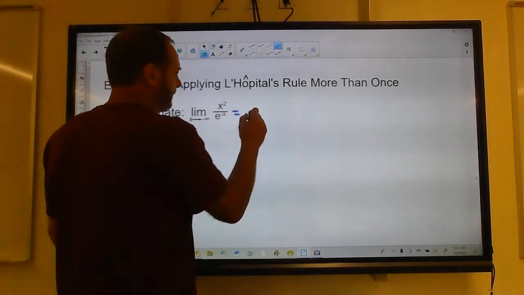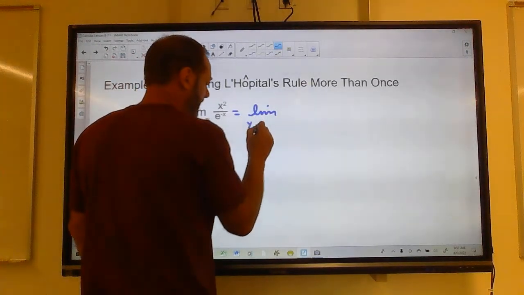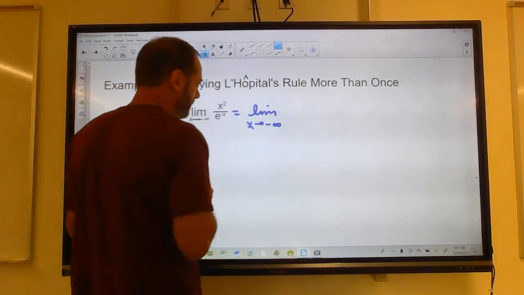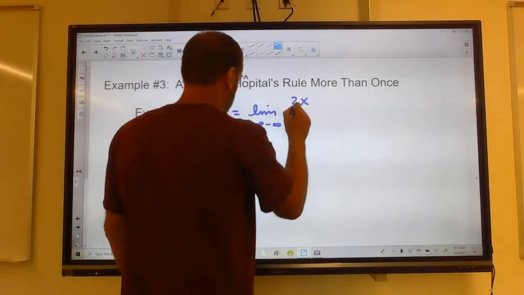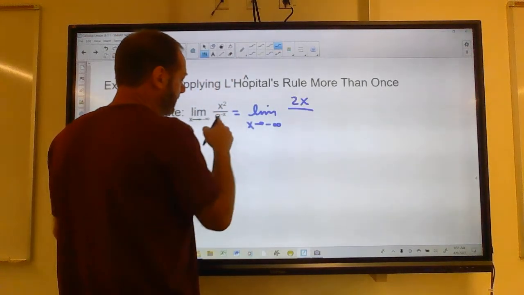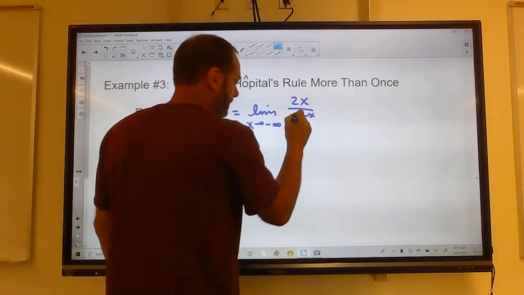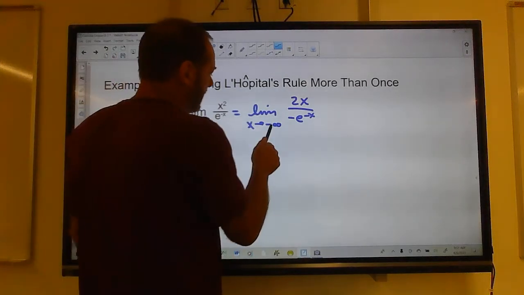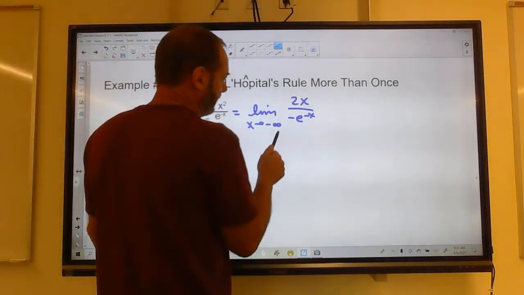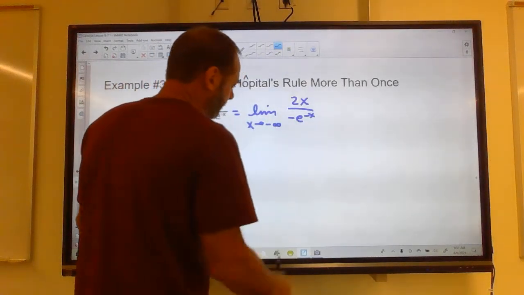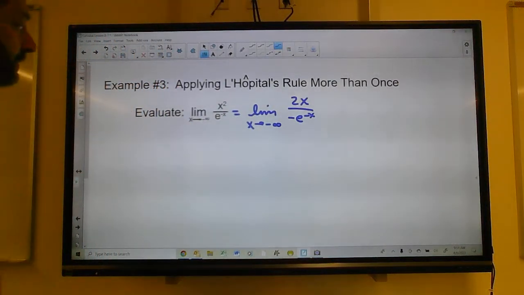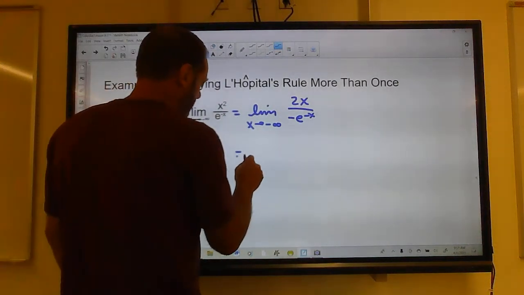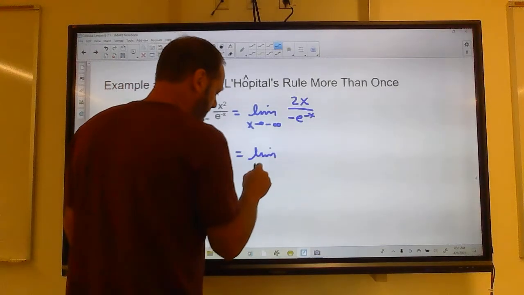So if I take the derivative, this is going to equal the limit as x goes to negative infinity of 2x over e to the negative x times negative 1. Okay, so again, this is going to be negative infinity, and this is going to be negative infinity. So that's a problem. So what if I do it a second time? What happens?